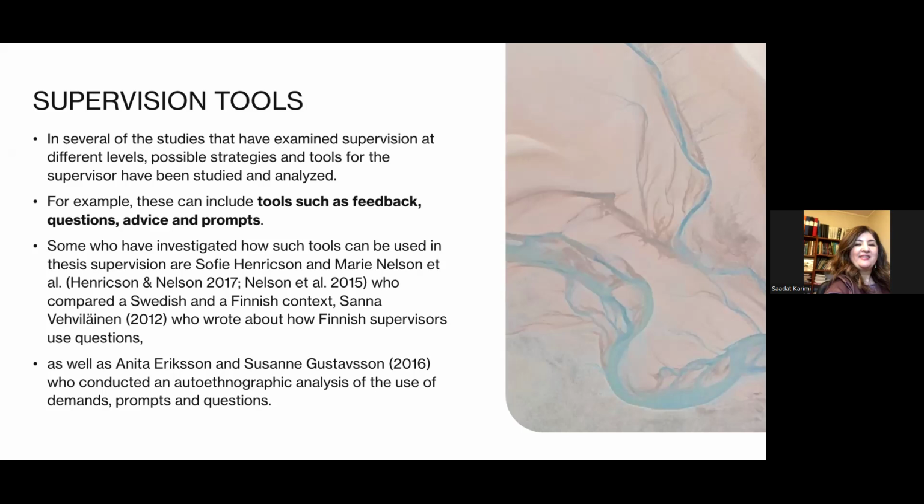Some who have investigated how such tools can be used in thesis supervision are Sophie Henriksson from Sweden, together with Mary Nelson and other researchers. They compared Swedish and Finnish contexts. Another piece of research is by Sanna Vehviläinen in 2012. Sanna wrote about how Finnish supervisors use questions, and Anita Eriksson and Susanne Gustafsson conducted an autoethnographic analysis of the use of demands, prompts, and questions. So you can read some of interest.